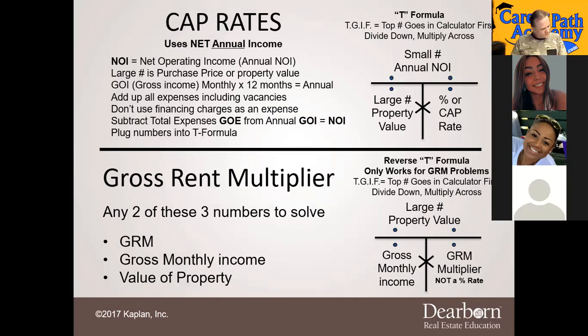I have a question. How would it be reversed? Like, are we multiplying first? Well, no. You'll be given 2 of the numbers, and you've got to figure out the third.